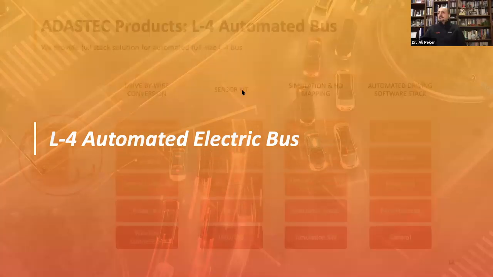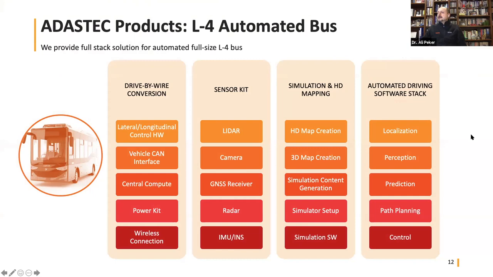If you look at the important pillars that we are deploying, normally there are two approaches to automation, like everybody knows. You can have an end-to-end automation software, where you collect all the sensor data, there's an AI somehow, and it decides on what control to apply.